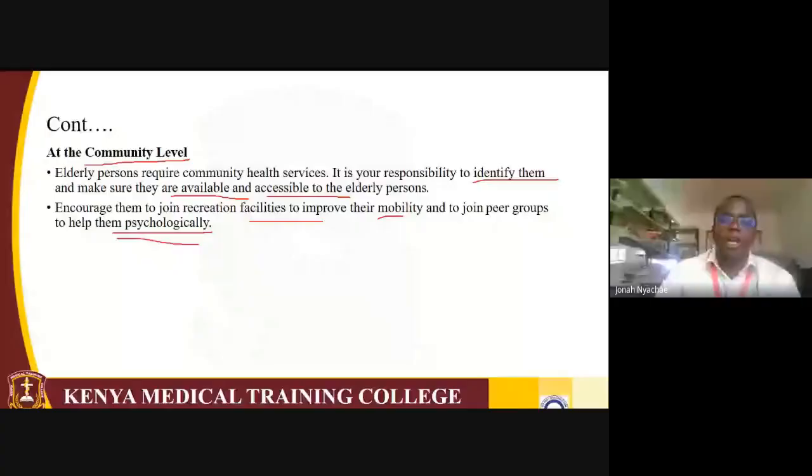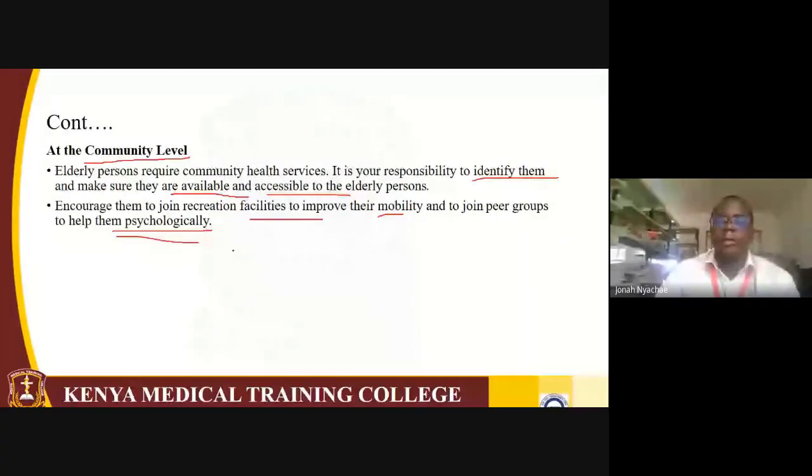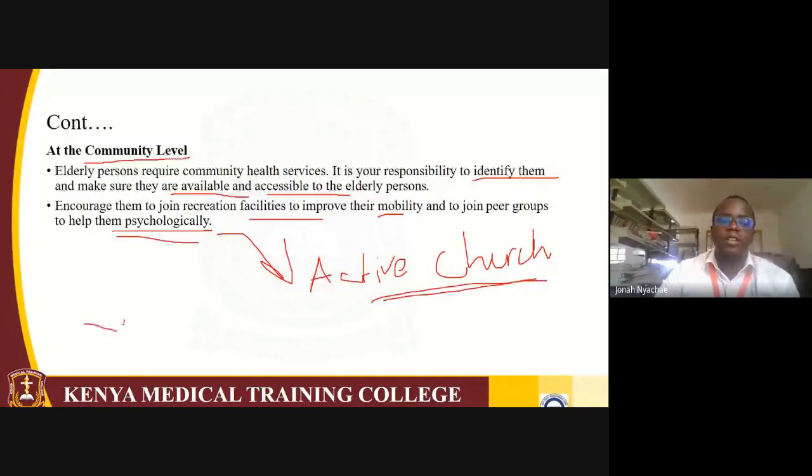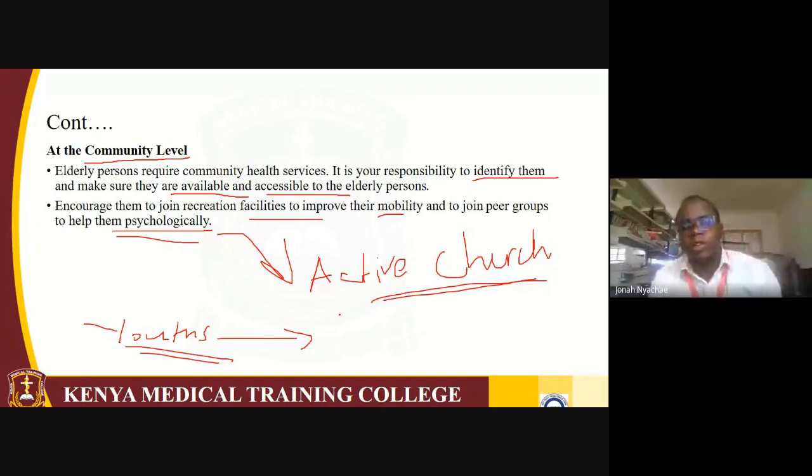join peer groups to help them psychologically. So here we are talking about being active members of the church, social activities. You go to Europe, you find that the church is full of the elderly and few of the youth. So my friends, it is a challenge that you want to serve God when you cannot even walk. So how are you going to assist? How are you going to build the church? You will come and sit there.